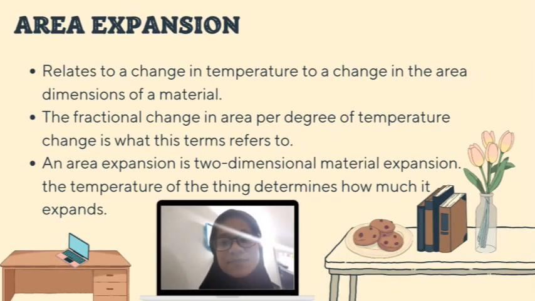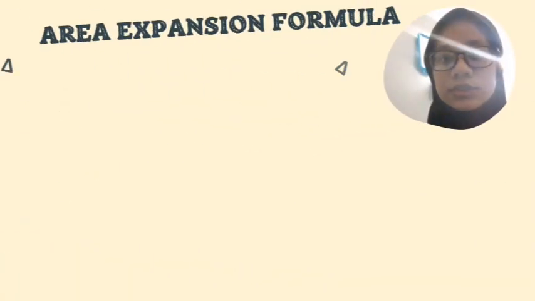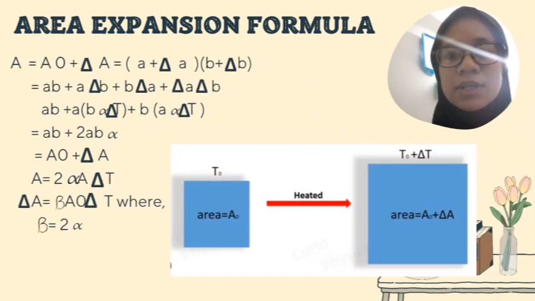Next, area expansion relates a change in temperature to a change in the area dimensions of the material. The fractional change in the area per degree of temperature change is what this term refers to. Area expansion is the two-dimensional expansion of a material, where the temperature determines how much it expands. Based on the picture given in this video, we can create a formula for this.